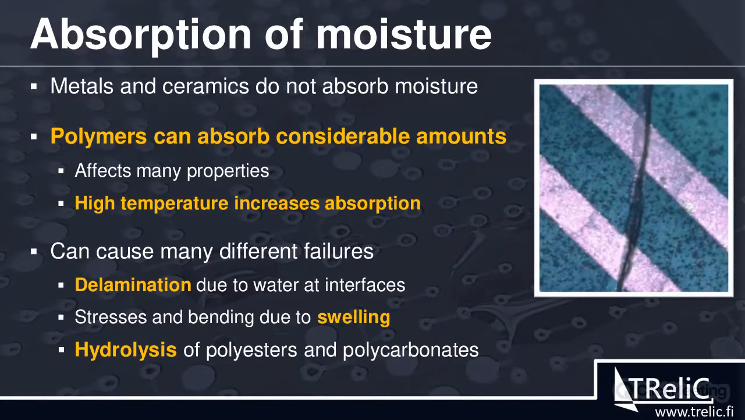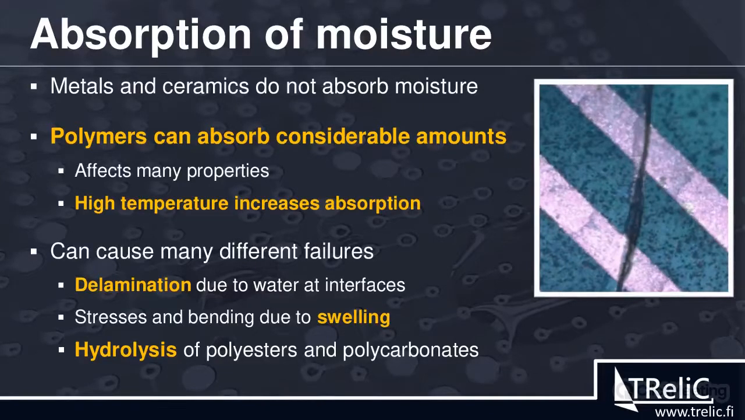So one important point is that some materials can absorb moisture. This does not really happen with metals and ceramics unless they are designed to absorb moisture. But with polymers, the polymer chains normally form a structure which leaves lots of open space inside the material itself. And this means that water can absorb into the space inside the material in between the polymer chains. And this can markedly affect the properties of the polymers. And especially at high temperatures, the absorption is increased.